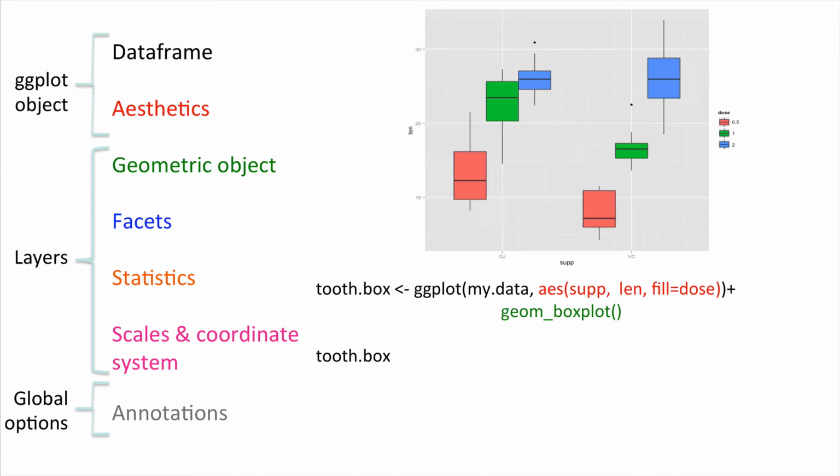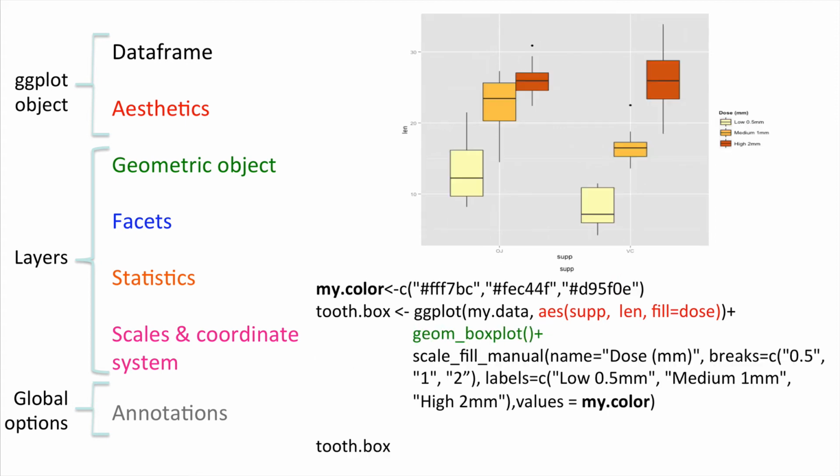I still have one criticism of the colours of this plot, which is that in fact the dose, while it is a categorical variable, these levels within it should be seen as ranked. Obviously 0.5 is less than 1 millimeter and 1 is less than 2 millimeters. To change this, we can create a vector that is my.color, and within this we can assign some new colors.